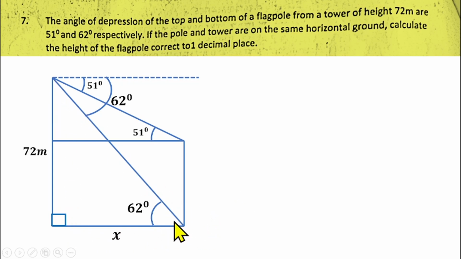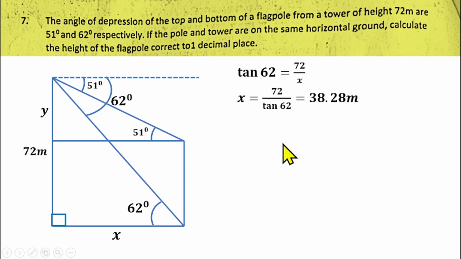And what can we use? We are going to use the trigonometric ratio. We are having this side to be opposite of this angle, and this side is adjacent to that angle. So opposite over adjacent is tan. So we have tan 62. Okay, I label from here to here Y, so that it could be very easy for us to see. So tan 62 will be 72 over X. Cross multiply, and divide both sides by tan 62.